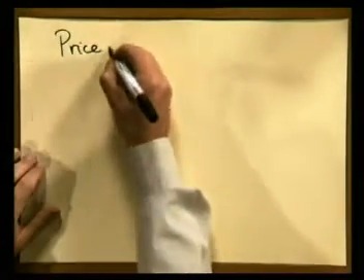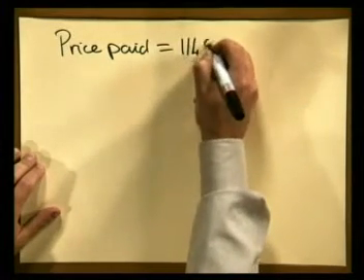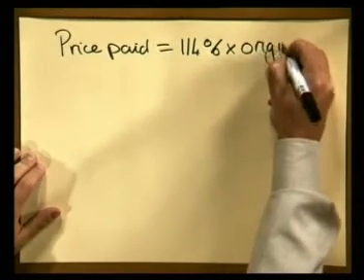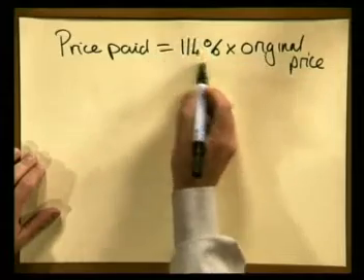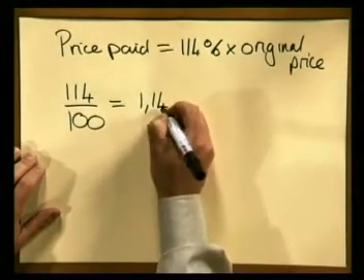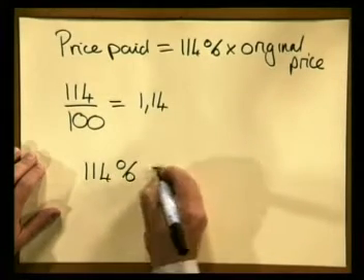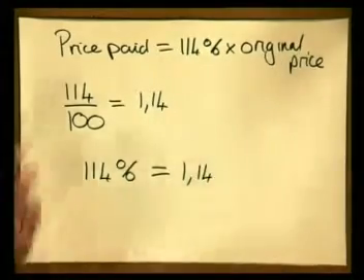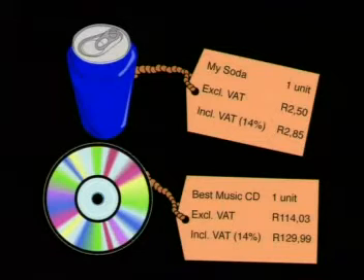Let's take another look at that formula. We've just seen that the price paid is equal to 114% multiplied by the original price. Now, 114% we can write as 114 divided by 100, which is equal to 1,14. In other words, we can think of 114% as being the same thing as 1,14. So if VAT is set at 14%, we could also say that the price paid is equal to 1,14 times the original price. Now, have you ever noticed that in some shops, the price tag shows a VAT excluding and a VAT including price? To determine the price including VAT, the supplier merely multiplies the original price by 1,14.